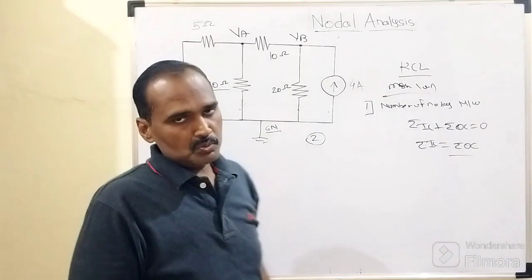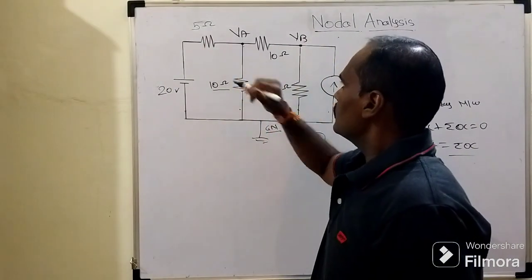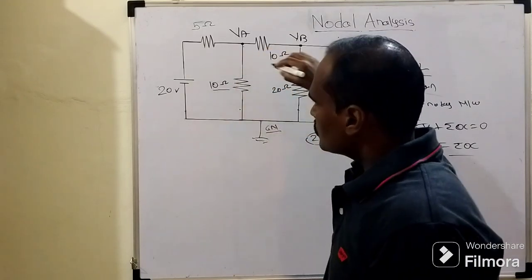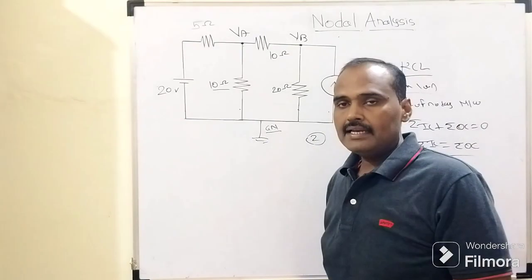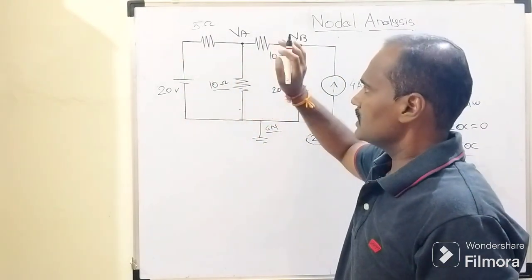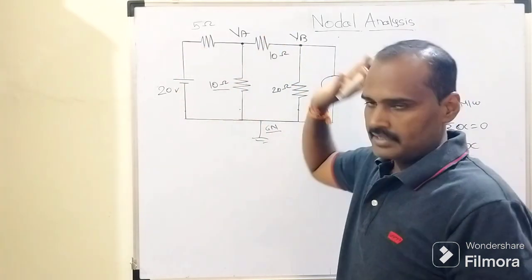So carefully we need to look around at that node potential VA. At this node, how many branches are connected? 1, 2 and 3. So accordingly we need to assign the branch currents for branch number 1, branch number 2 and branch number 3. Means these will be I1, I2 and I3.